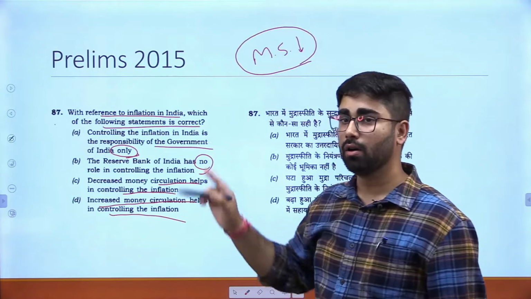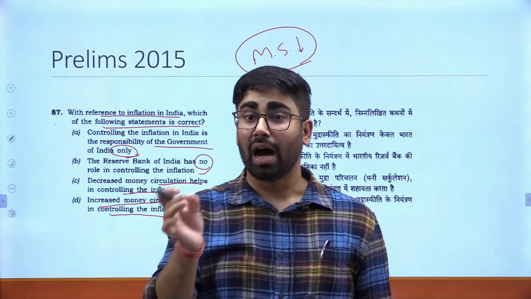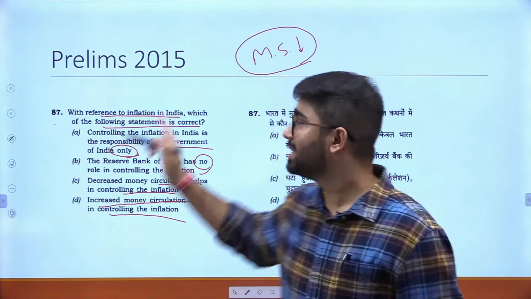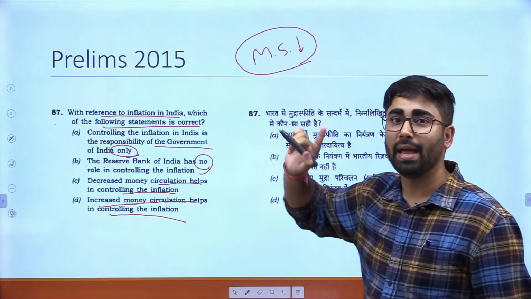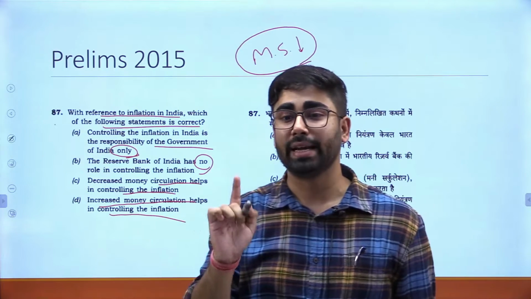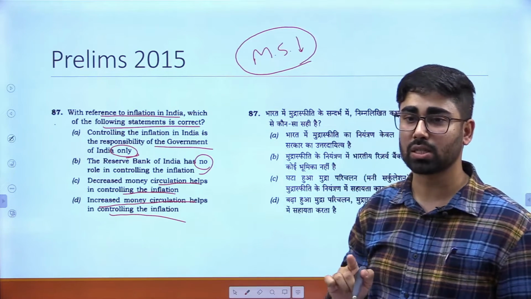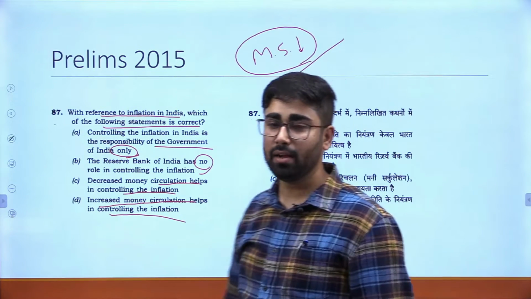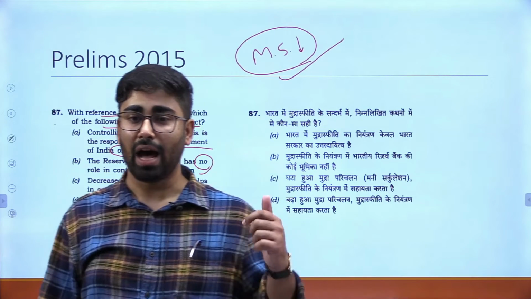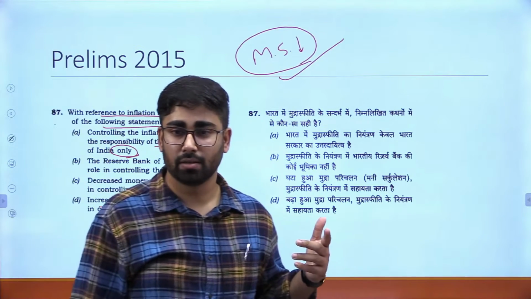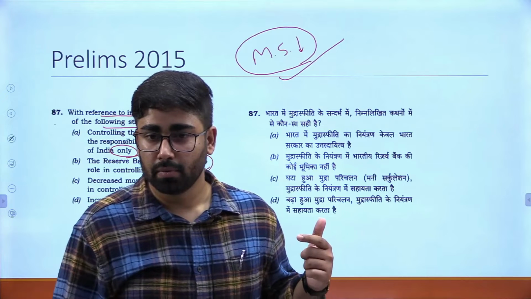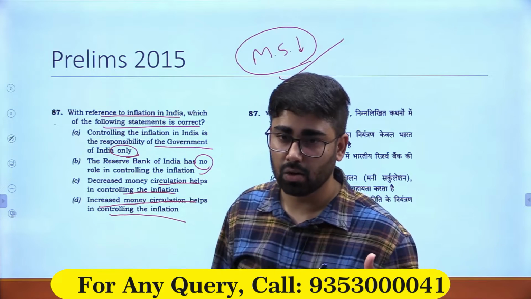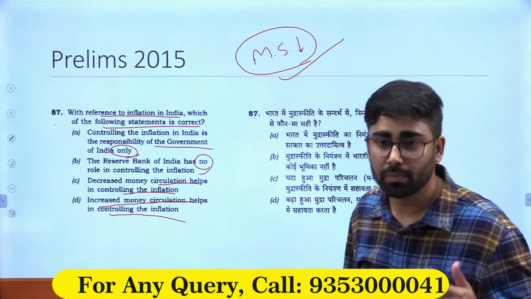Answer me one more thing. Money supply will decrease when RBI will increase its repo rate, or will it decrease its repo rate? For money supply to decrease, will the RBI increase its repo rate or decrease its repo rate? Please answer in the chat box. Okay, Mr. Bittu is saying increase, Kanu is saying increase repo rate, Mishra is saying increase. Okay, Rushi is saying increase, Vasudha is saying increase.